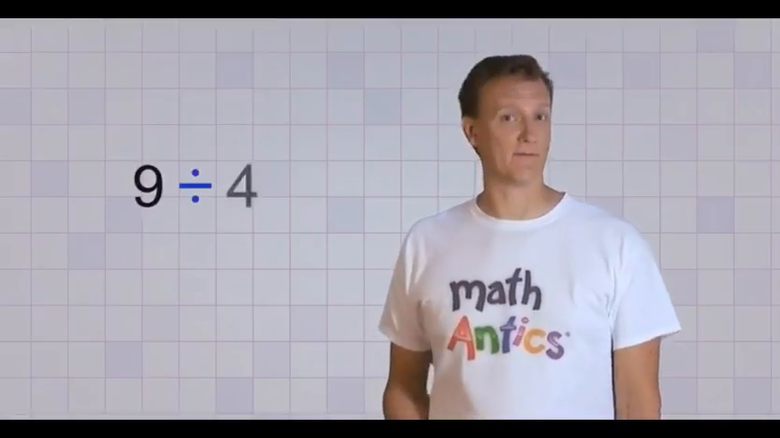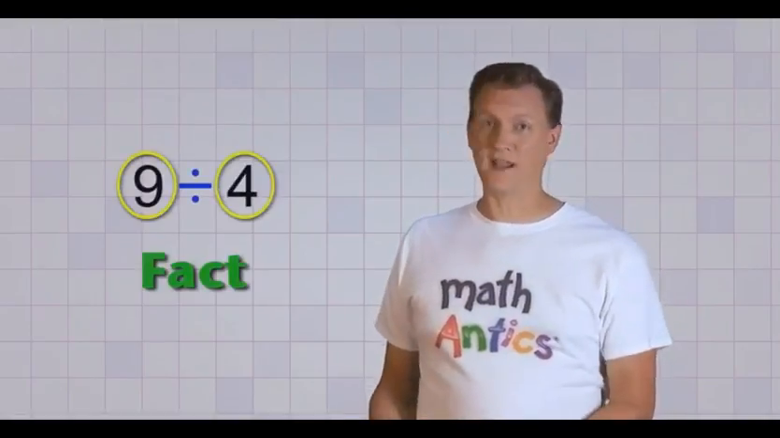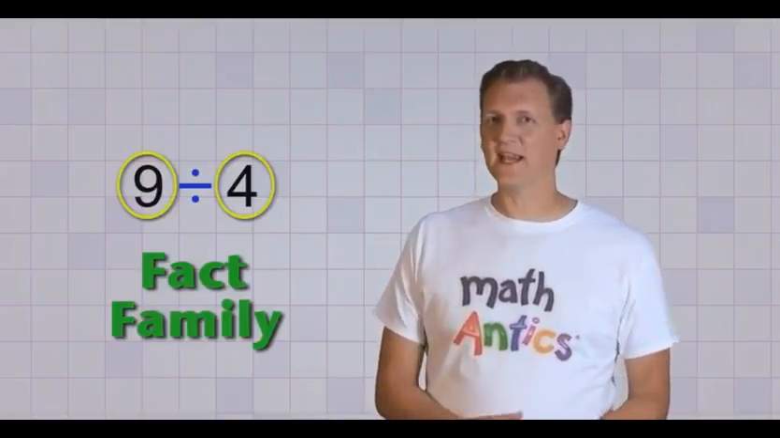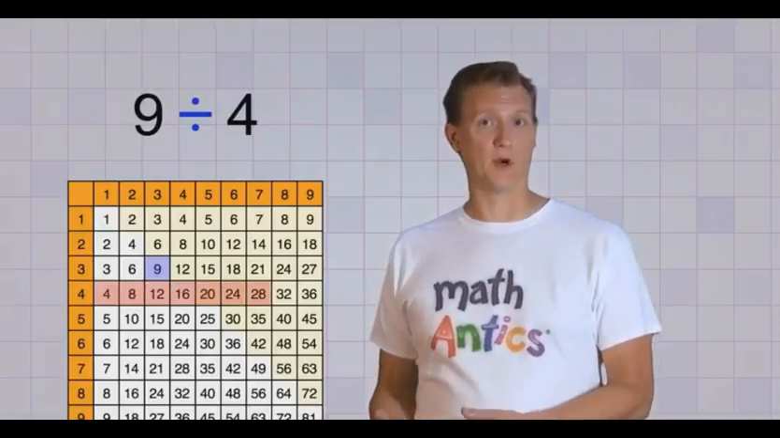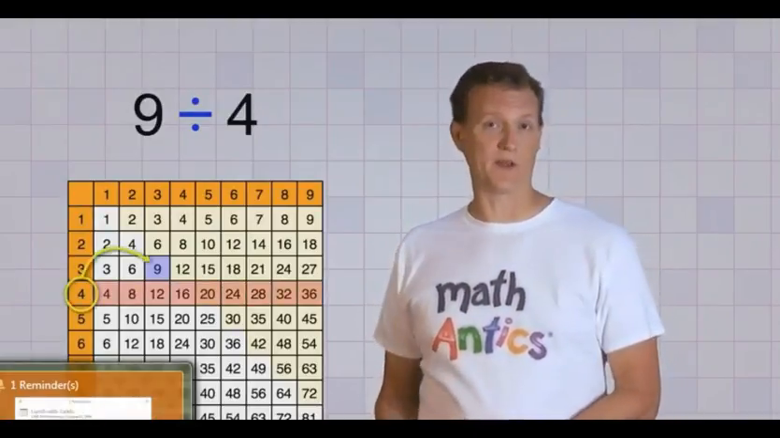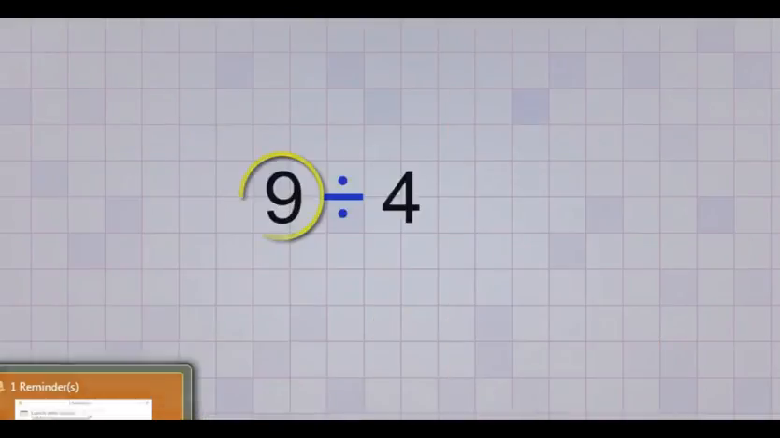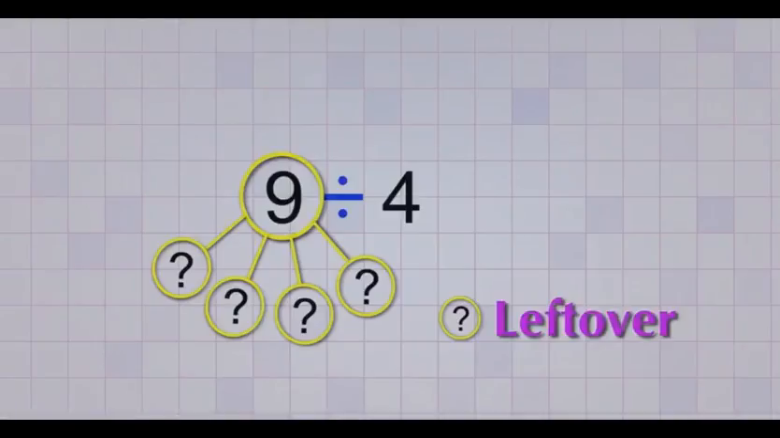Now it's going to get a little bit tricky because most division problems aren't quite this easy. Like this one, 9 divided by 4. The trouble here is that 9 and 4 aren't part of a fact family, so you can't just find the answer on the multiplication table. That's because 9 is not a multiple of 4. There's no whole number that you can multiply 4 by and end up with 9. That means that 9 can't be divided equally into 4 groups without having something left over.